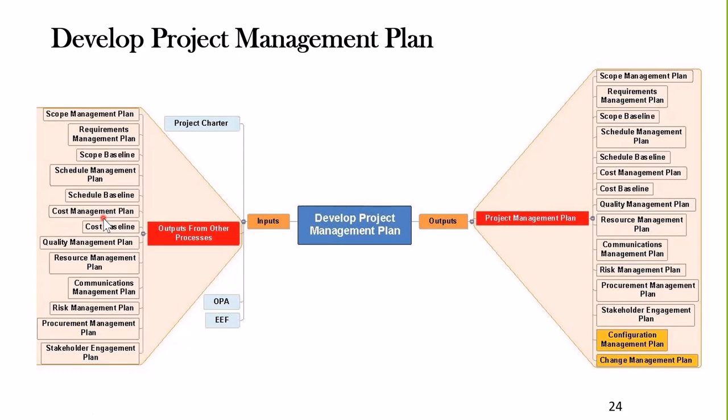These are the outputs of the other planning processes. Look at this. We combine them together, and they are an input into an integration process called Develop Project Management Plan, where I combine all of these plans together into my one project management plan. That project management plan is then an input into these processes here, where they will guide the completion of those individual processes.